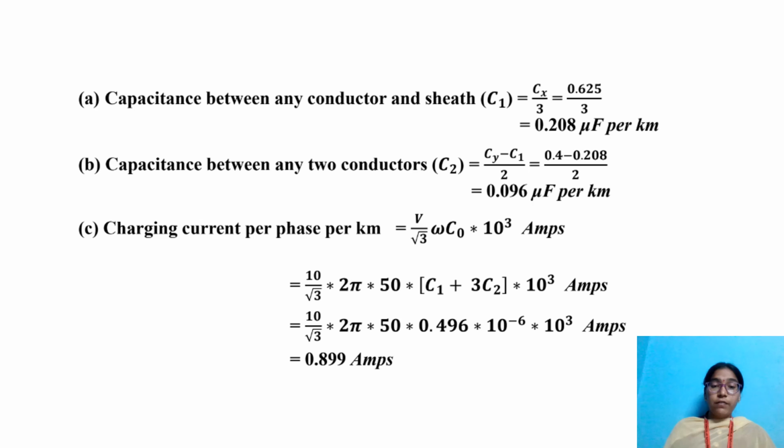The charging current per phase per kilometer is V by root 3 into omega C0 into 10 cube amperes. Omega is nothing but 2 pi f. The voltage is given, and C0 we have to find. C0 means C1 plus 3C2. We have C1 as 0.208 and C2 as 0.096. Substituting all these values, we get the answer 0.899 amperes.